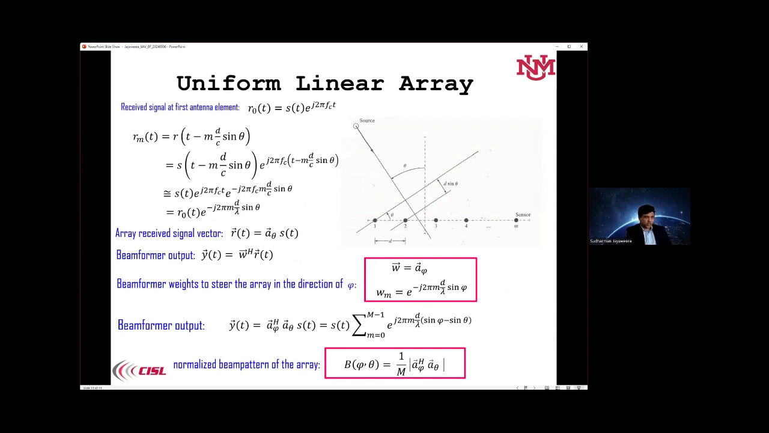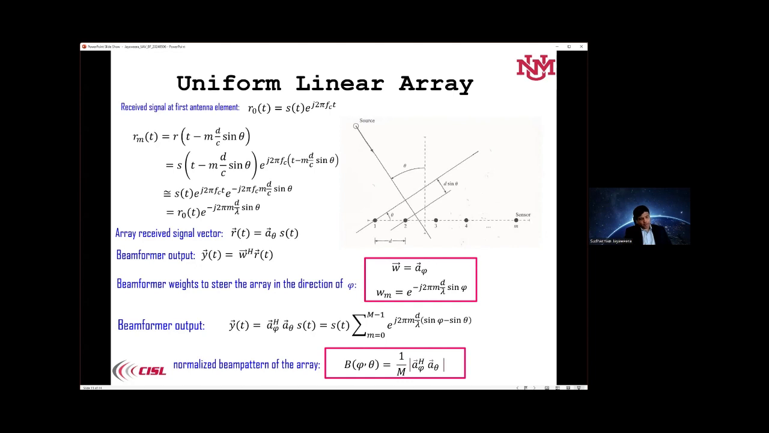The simplest case to explain how beamforming works is the uniform linear array. In the case of a uniform linear array, you can write the distance between two elements in the antenna array as d. Then you have the received signal at the first element. You can write it as the baseband signal s of t times e to the j 2 pi f c t, which is the carrier modulation term.